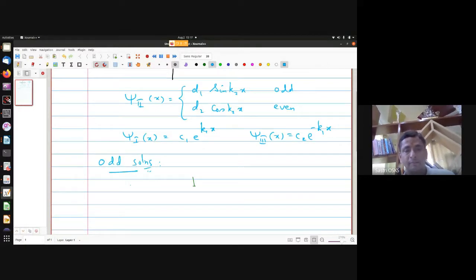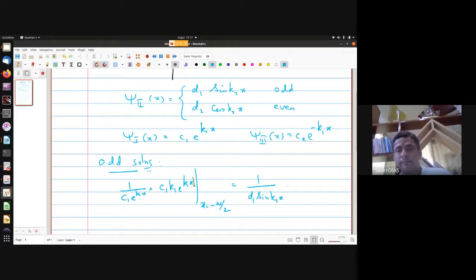So 1 by psi1, that is 1 by c1 exponential k1x, times the differentiation of psi1, that is c1 times k1 into exponential k1x, at x equal to minus w by 2, should be equal to 1 by psi2. So here we are taking odd solutions. So 1 by d1 sine k2x times the differentiation of d1 sine k2x will give you d1 k2 cos k2x at x equal to minus w by 2.